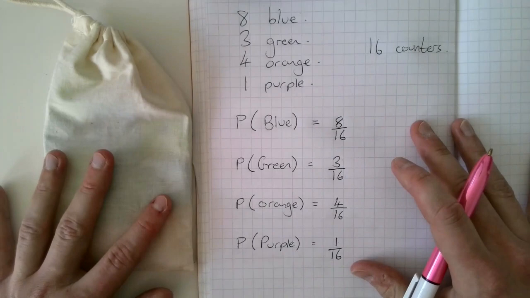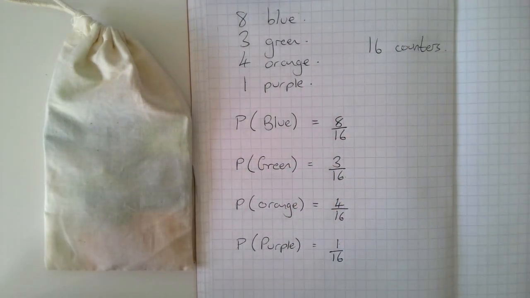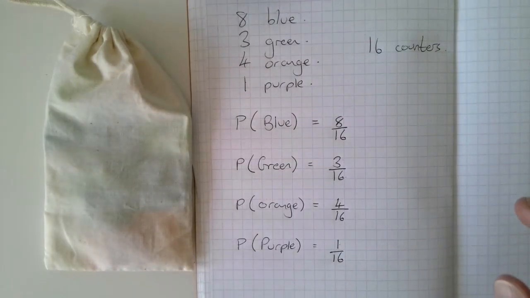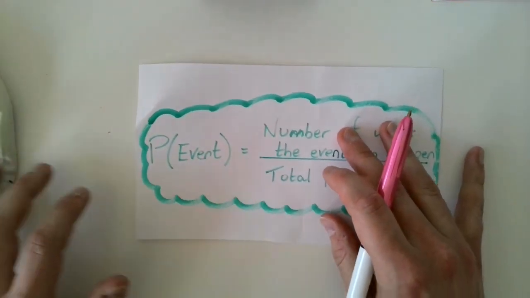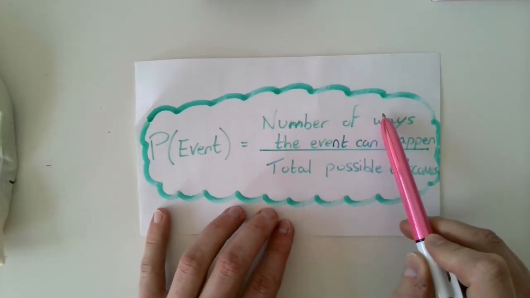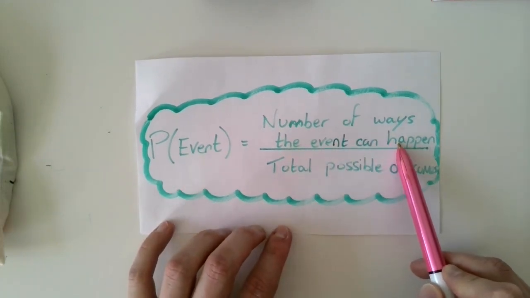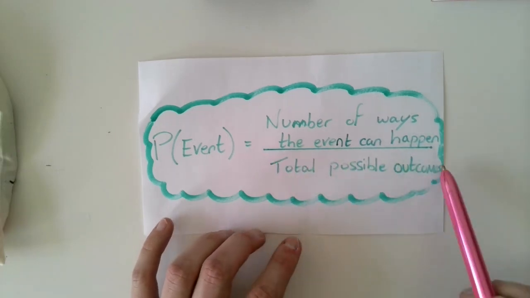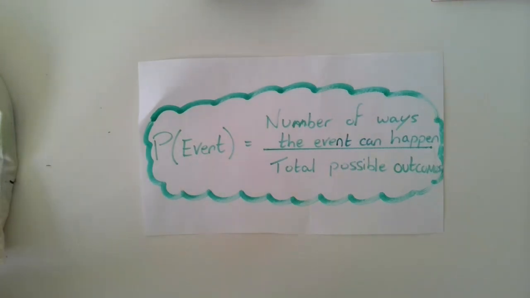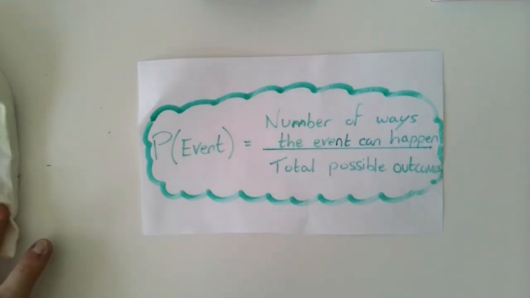So this is the only example that we are going to do for calculating simple probabilities. But the main thing you need to take away from this example is that all I did for each probability was look at the number of ways that that event could have happened, or how many of that colour counter there were, out of the total possible outcomes, or the total number of counters in the bag. And hopefully this formula here will help you with section B on today's worksheet.